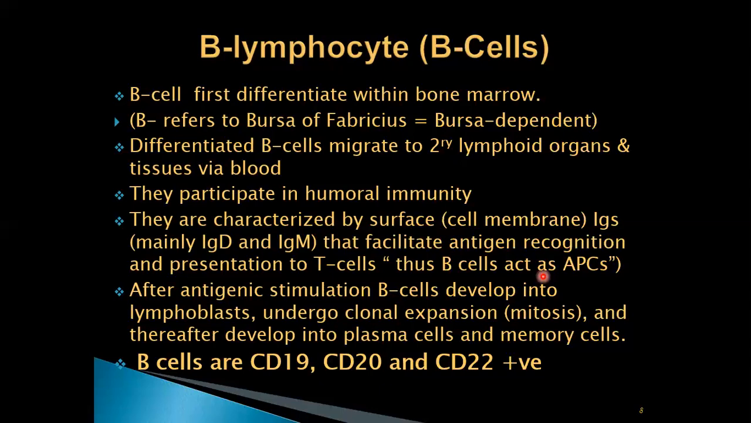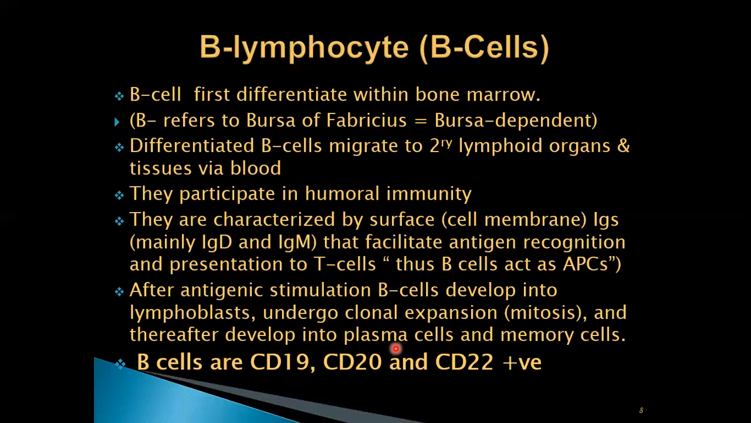On the other hand, they can also be part of the antigen presenting cells. Now, after antigenic stimulation, as I told you yesterday, B cells develop into lymphoblasts, and then they undergo mitosis called clonal expansion. As a result of clonal expansion, more B cells are formed, and some of them become memory cells, and some of them transform into plasma cells. These plasma cells start making antibodies against the same pathogen, bacteria or virus, whatever has attached to these B cells. So they start making antibodies against that.